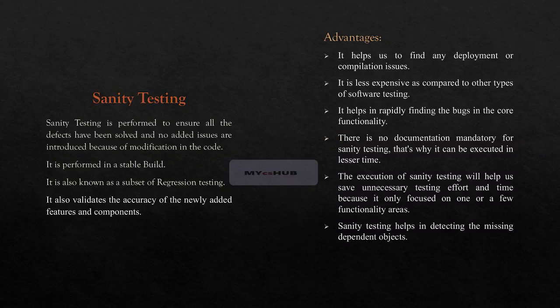Sanity testing is performed to ensure all the defects have been resolved and no added issues are introduced because of the modification in the code. It is performed in a stable build. It is also known as a subset of regression testing. It also validates the accuracy of the newly added features and components inside the application.